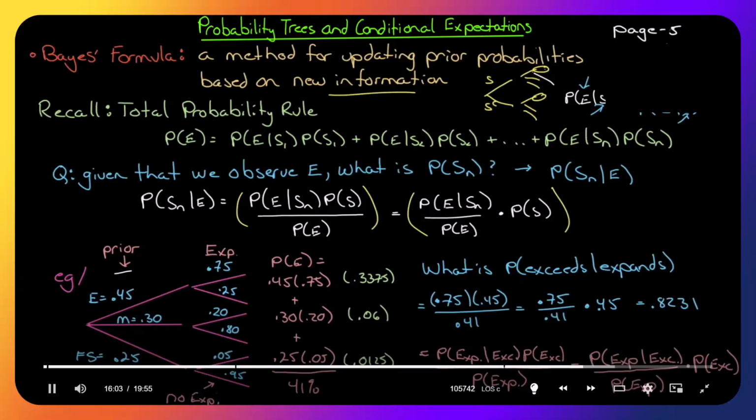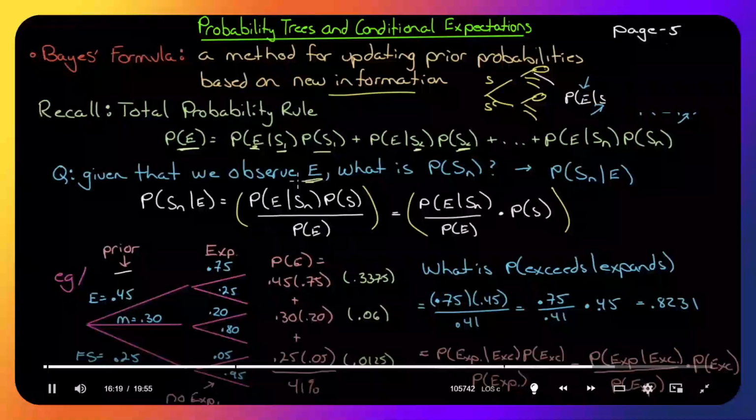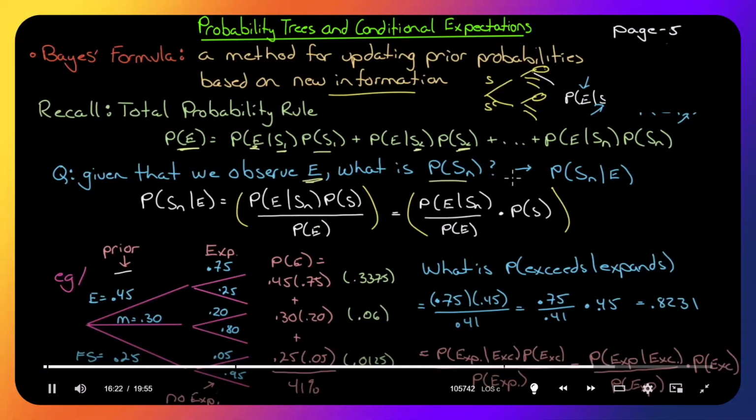So let's walk into this nicely. Recall the total probability rule. The probability of E, or any event, is the probability of the event under every scenario multiplied by that scenario. The probability of the event under a different scenario multiplied by that scenario, etc. So given that we observe E instead of the scenario first, what is the probability of the scenario? In other words, we want the conditional going the other way. The probability of the scenario given the event is the probability of the event given the scenario multiplied by the probability of the scenario divided by the probability of the event.